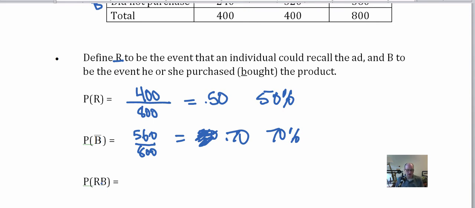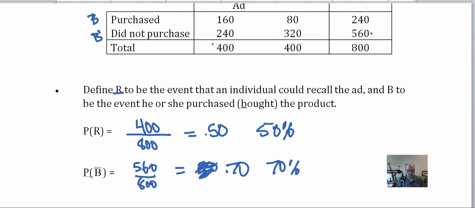All right. Here's a new one: the probability of R and B. What does that mean? The probability that someone recalled the ad and bought it. All right, so we just have to have a numerator and denominator. How many people both recalled the ad and bought it?